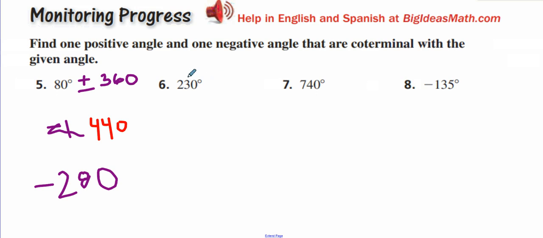230, again, that's between 0 and 360. So again, I'm just going to add and subtract 360 from 230. All right, 230 minus 360 gives me negative 130. That's one of our answers.